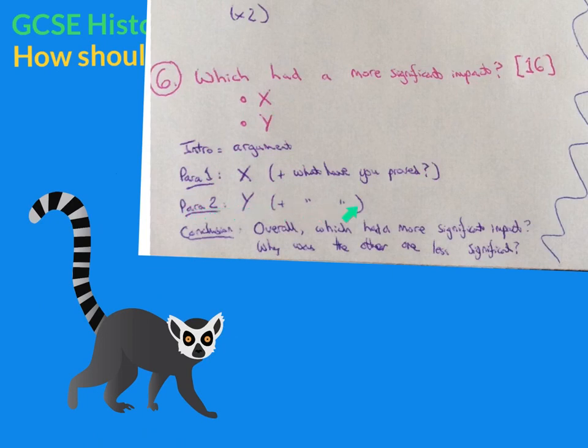Do the same for your second bullet point, and it's very important you do both of the bullet points, otherwise you won't get very many marks. And then end with a conclusion. Overall, which had a more significant impact, and why was the other bullet point less significant?